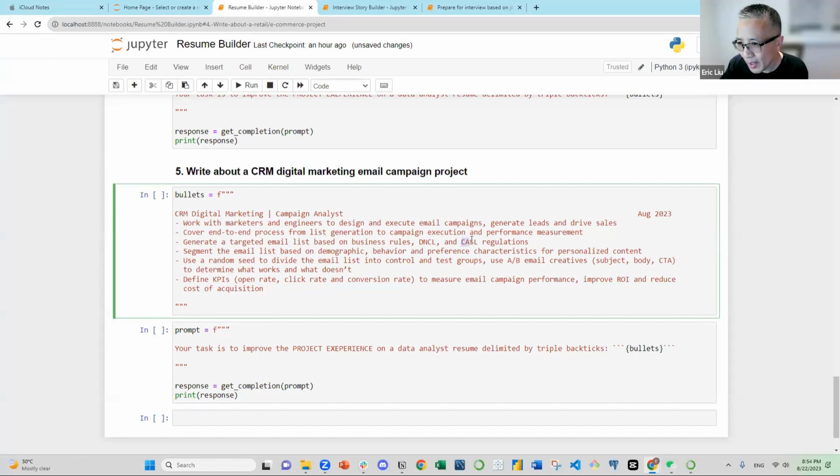And this is Canadian anti-spam legislation. Once again, you cannot email them if they opt out or unsubscribe. Segment the email list based on demographic, behavior and preference characteristics for personalized content. This is also understood. Use a random seed to divide the email list into control and test groups. And you see, this one simple sentence tells people you completely, thoroughly understand A/B testing.